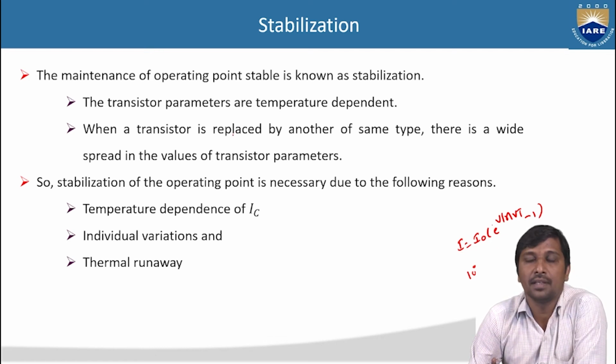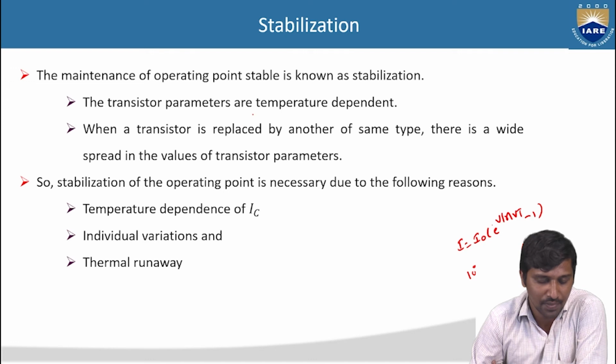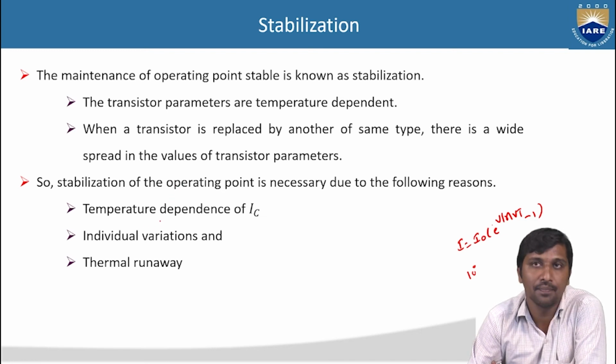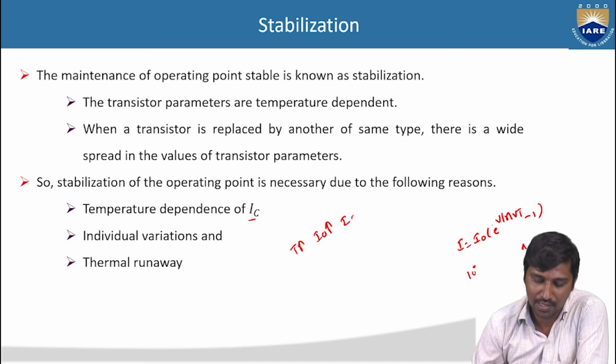Due to this temperature, the collector current changes. If the collector current changes, automatically the Q point also changes. But our aim is that, irrespective of the temperature dependent parameters, we need to maintain the Q point stable. That condition is nothing but stabilization. So why is stabilization required? Because the current depends upon the temperature. If the temperature changes, your reverse saturation current changes, hence IC also changes.